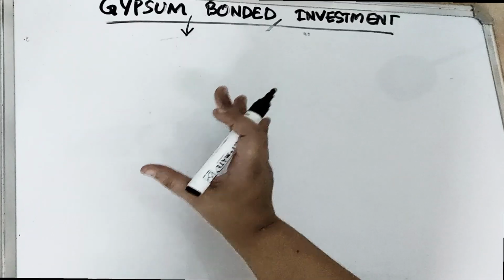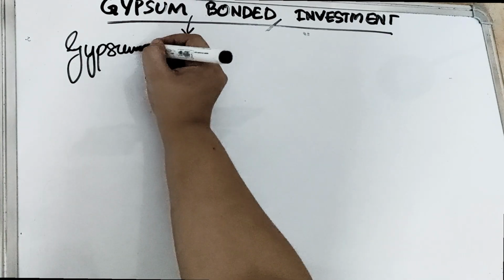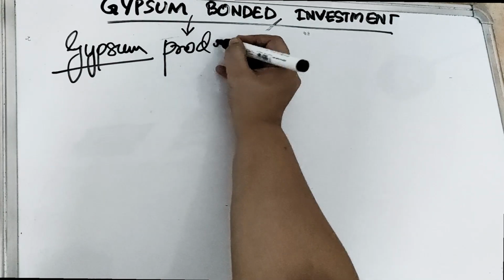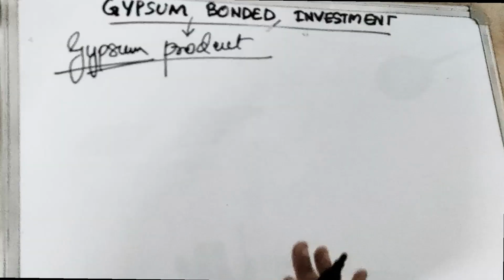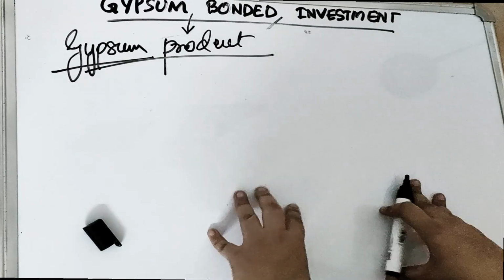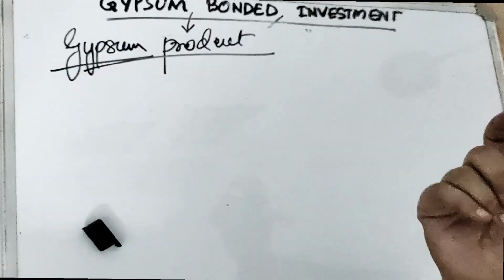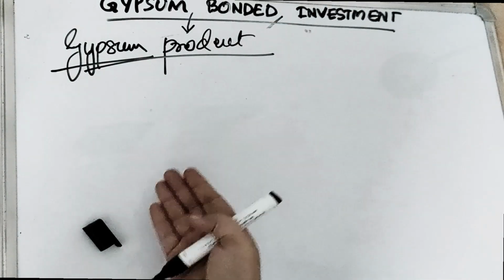The gypsum bonded investment material is basically made up of gypsum product. I hope you know what a gypsum product is. Basically, it is calcium sulfate dihydrate. Once we get this from nature, we take this calcium sulfate dihydrate into a manufacturing process in the industry, and then we extract the water out of it. Why are we extracting? Because it is already dihydrate, my lovely students. How is it going to set? It is already set. We want to use it in dentistry. We want to apply this gypsum product in dentistry.